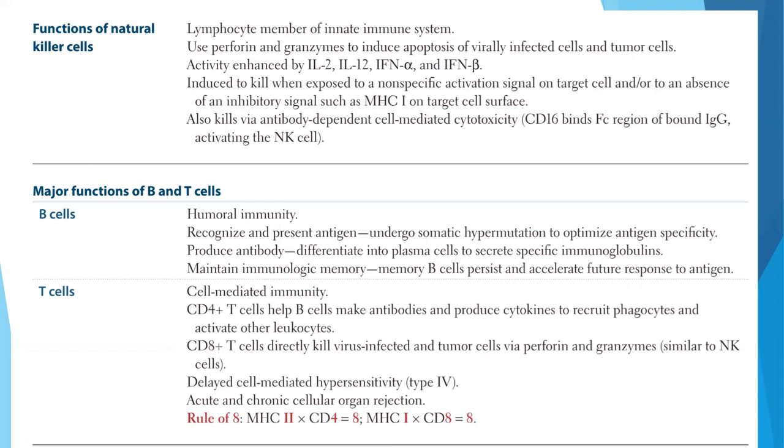And they also maintain the immunological memory, that is, the memory B cells persist and accelerate the future response to antigen. The T cells take part in cell-mediated immunity. The CD4 plus T cells help B cells make antibodies and produce cytokines to recruit phagocytes and activate other leukocytes, whereas CD8 plus T cells directly kill virus-infected and tumor cells.